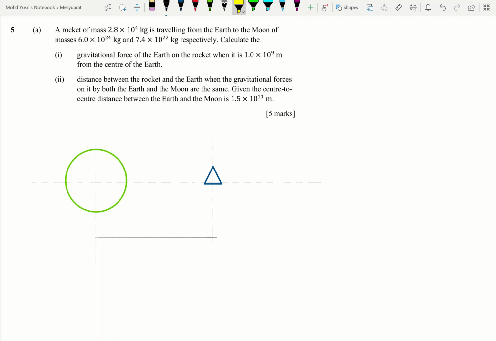Soalannya adalah, a rocket of mass 2.8 exponent 4 kg is travelling from the Earth to the Moon, of masses 6 exponent 24 kg and 7.4 exponent 22 kg respectively. Calculate the gravitational force of the Earth on the rocket when it is 1 exponent 9 meter from the center of the Earth.